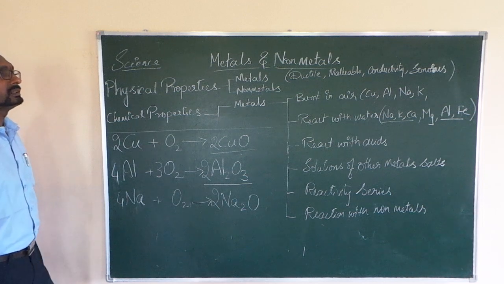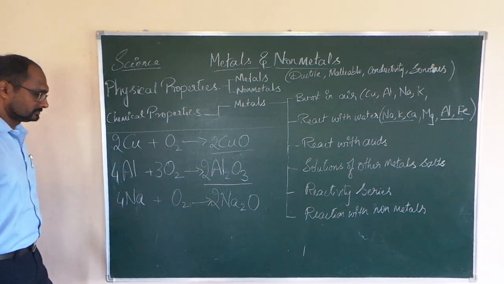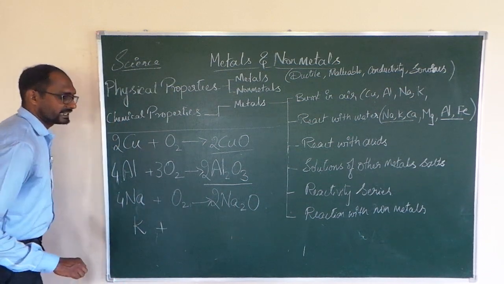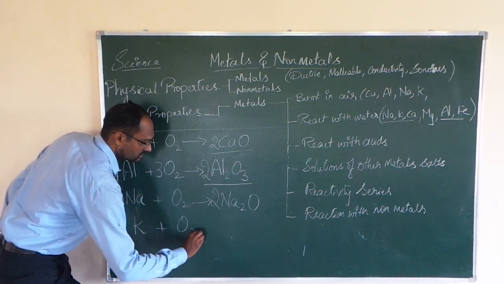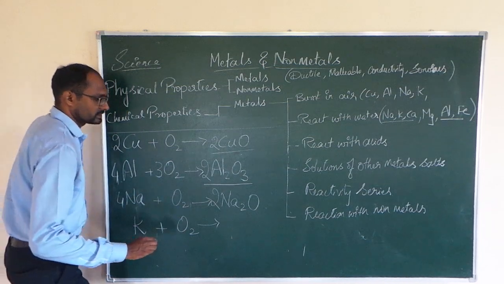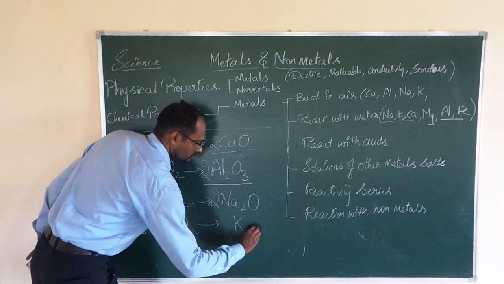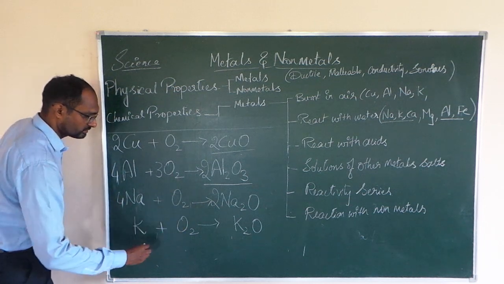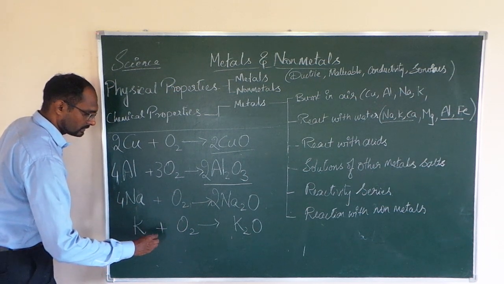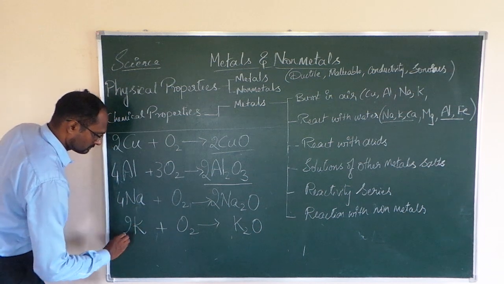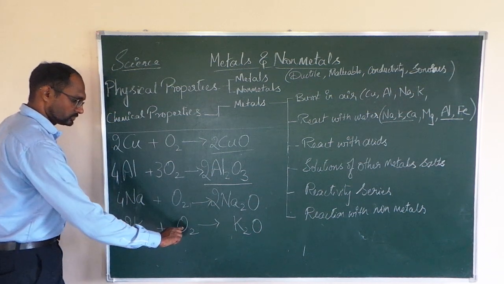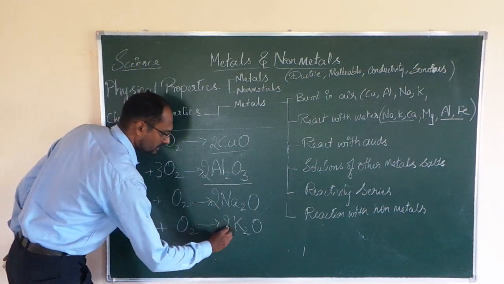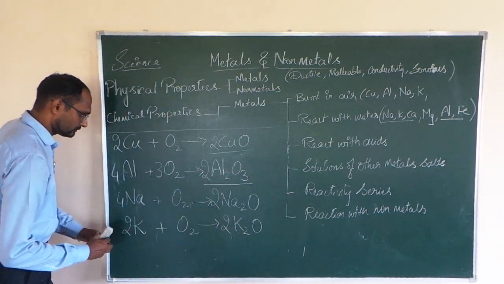Now coming to potassium. Potassium combines with oxygen. This also gives us potassium oxide, and this also we balance in the same way. I write 2K, 2 potassiums. There is only 1 oxygen here, but there are 2, so I should write 2 here. So it makes potassium 4.